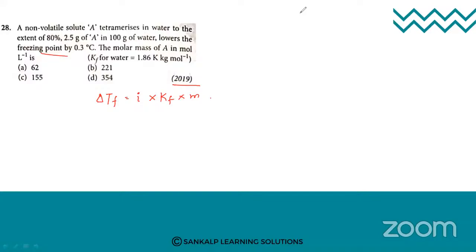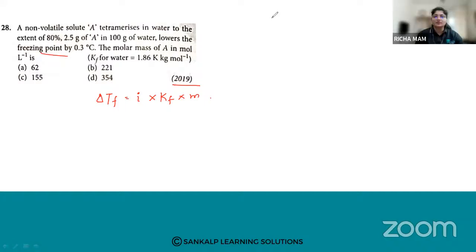So what all things are given here? Here, there is a non-volatile solute. What is happening to it? It tetramerizes. So what is given here? Alpha is given, right? Alpha is 80%. So what is the extent of association? It is 80%. 80% means 80 by 100, which is nothing but 0.8. So alpha is 0.8. Remember this.